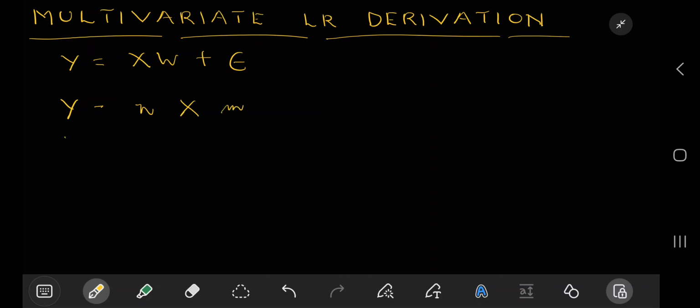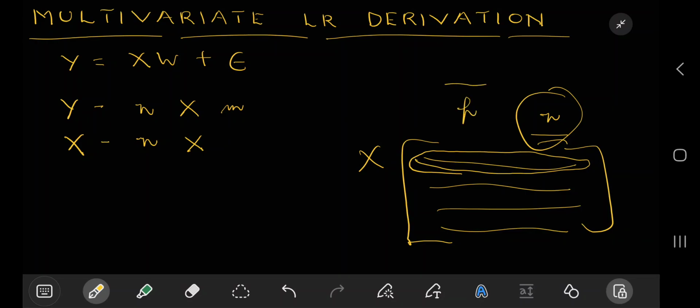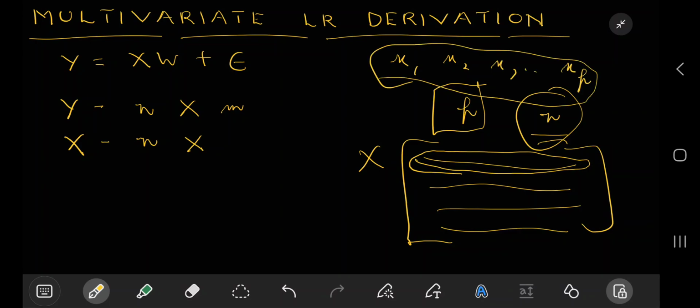Next is x. What is x? Think, what should x be? Y is an n by m matrix. Now x also has n data points, right? If y has n data points, automatically x should also have n data points. That is where the n comes from. Now what should be the other dimension of x? Each x we'll consider to be of p dimensions, which means you have x1, x2, x3 up to xp. So x is p dimensional.